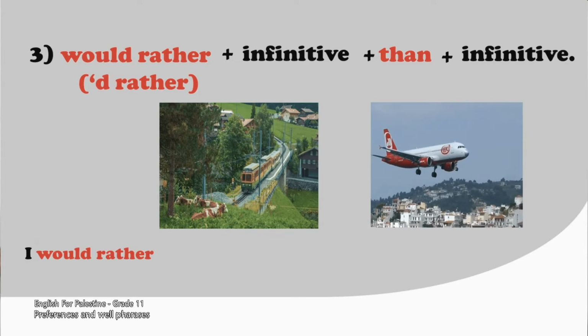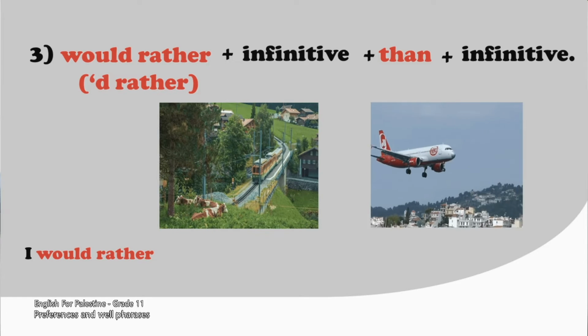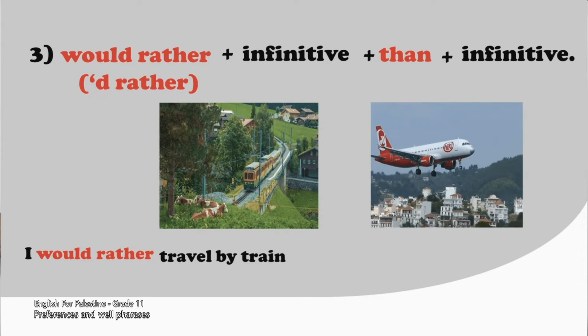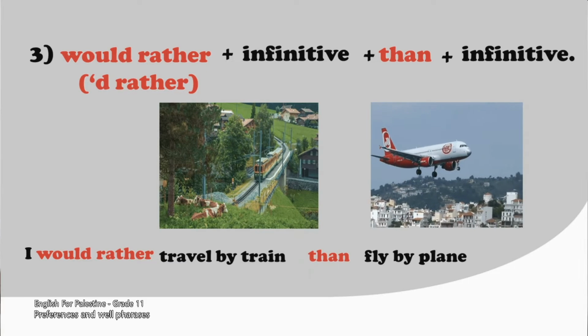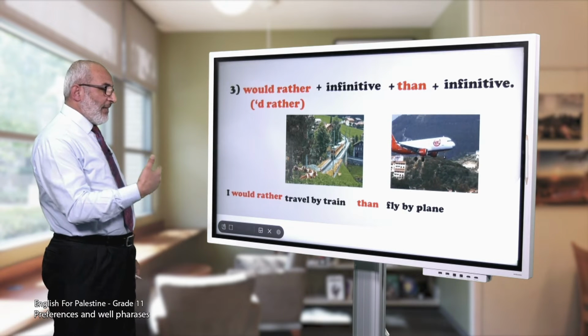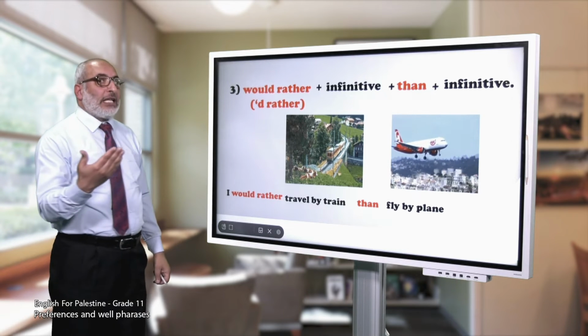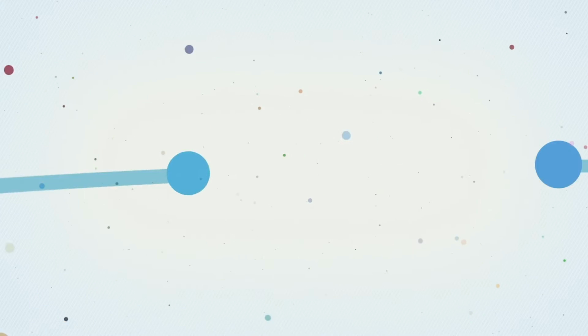Here, I would rather travel by train than fly by plane. It means that I like traveling by train more than flying by plane. Okay? Great.